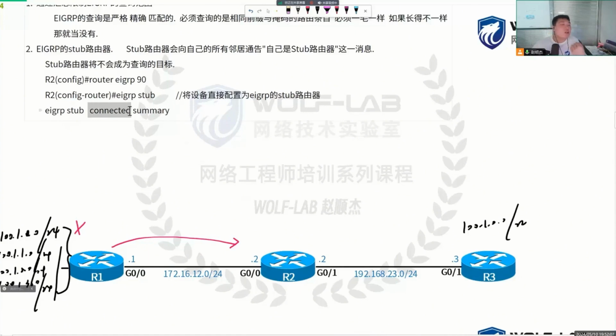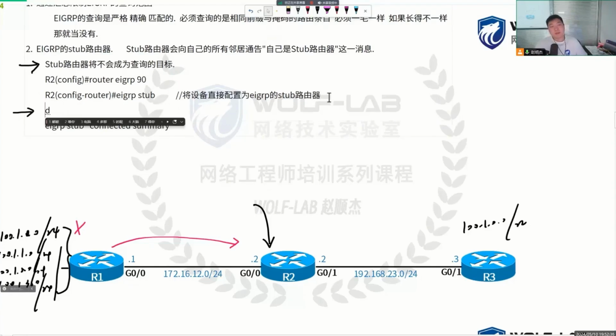The first feature is that we will not be queried. The second feature allows us to automatically filter routing entries. Automatically, when the router becomes a stub router, it will directly default to pointing towards neighbors, announcing its own self-originated directly connected routes and self-originated summarized routes. Students, what does this mean?